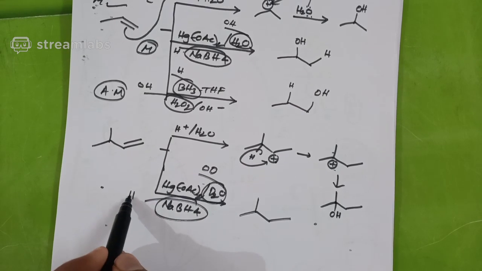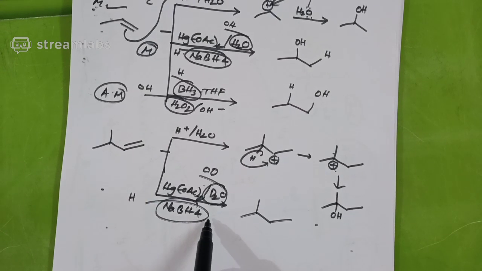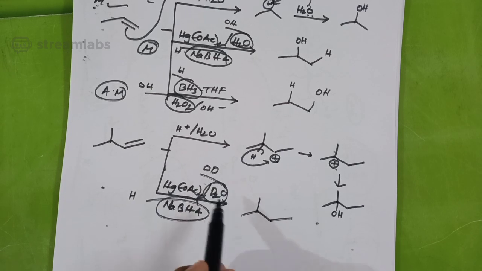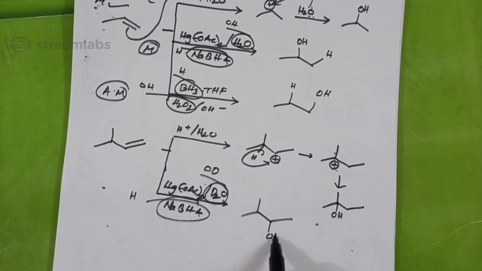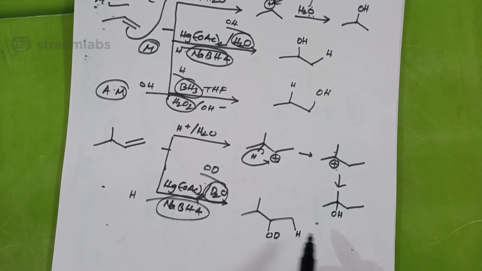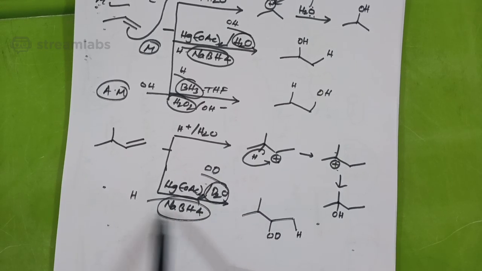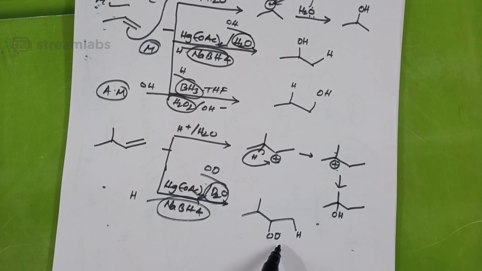What is the H here? H only, as it is, because they gave NaBH4, not NaBD4. NaBD4 means you will get a different product. Now here D2O is there, so OD is attached here and H here, because the OH comes from H2O, but here OD is there, and H from NaBH4 as usual, and it follows Markovnikov's rule.